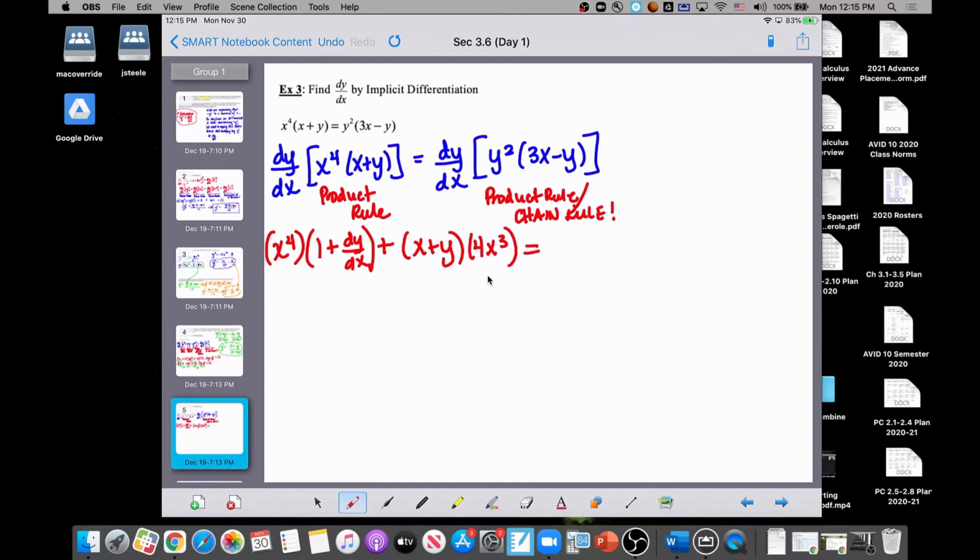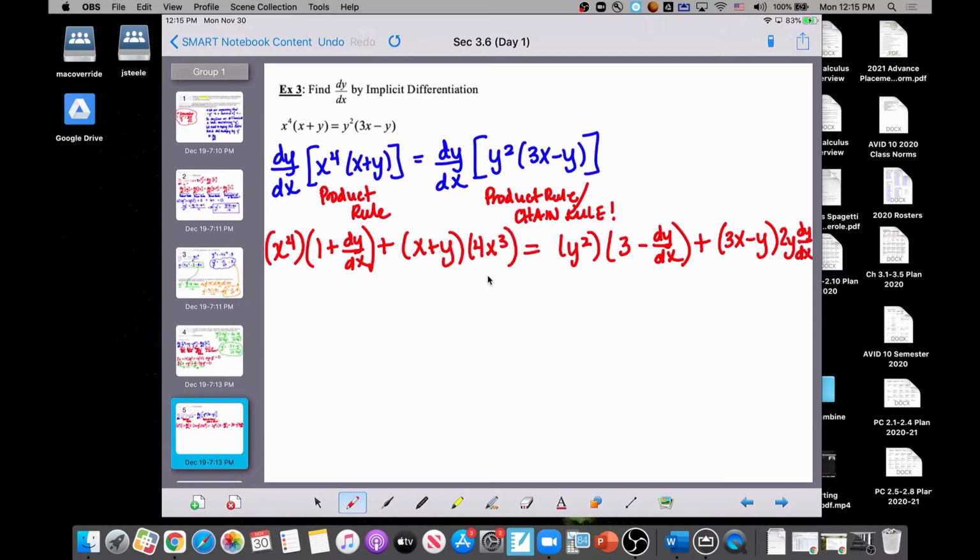Now let's do the right side. First d second plus second d first. So first, y squared. D second, derivative of 3x is 3. The derivative of negative y is going to be negative dy dx. Okay, so first d second plus second, so 3x minus y. D first, the derivative of y squared is going to be 2y. But again, remember that y is a function of x, so we have to multiply by the derivative of y. There's our chain rule, so times dy dx.